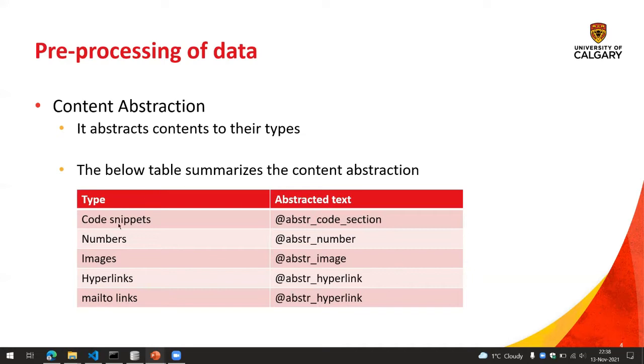So if there are any code snippets present in the README file, they all are replaced with this one string. Same goes for numbers, images, and hyperlinks. This is done because we are more interested in knowing whether these types exist in our README sections or not, rather than the actual content of these types. So let us see this content abstraction to understand it in more detail.